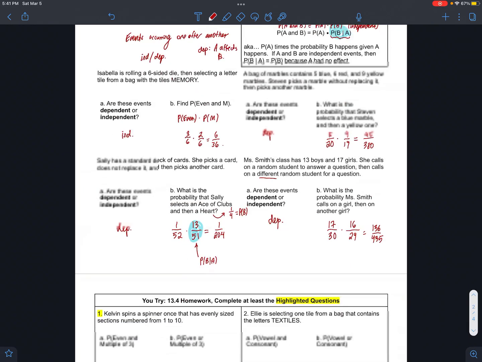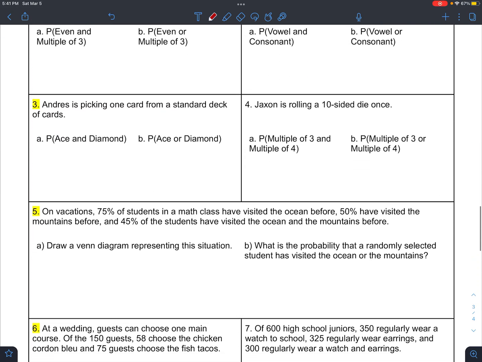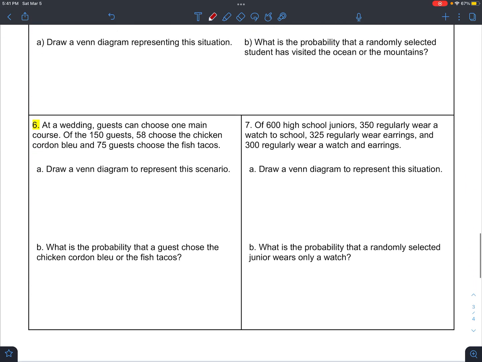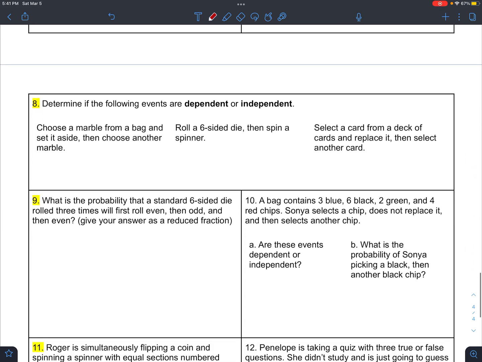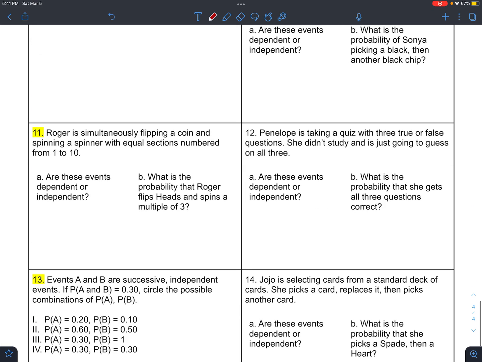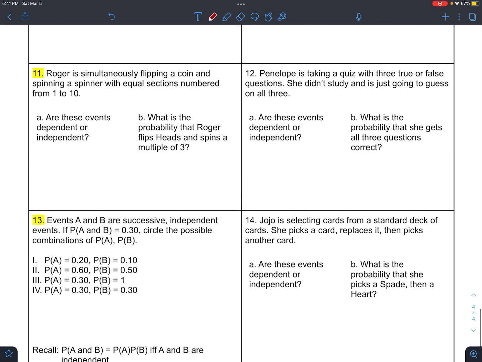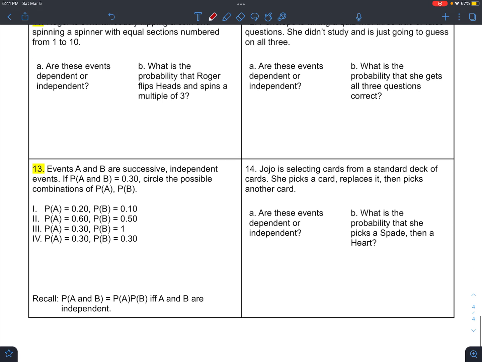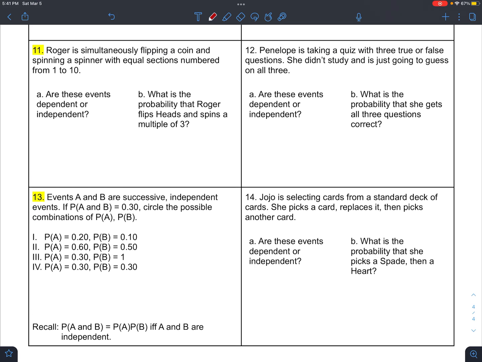All right, so that's it. There's a lot of homework to do. I highlighted the ones that you really should focus on and do. I think you should do all of them and check the key. That'll help you the most for the test that's coming up.